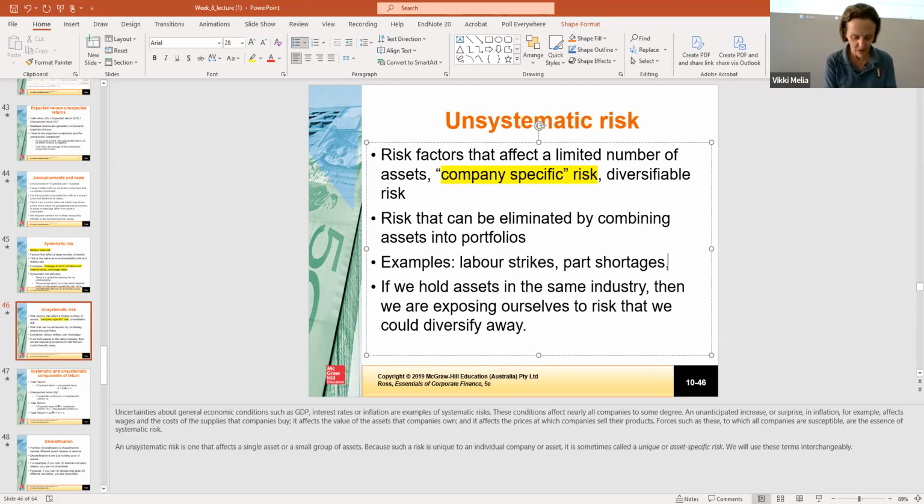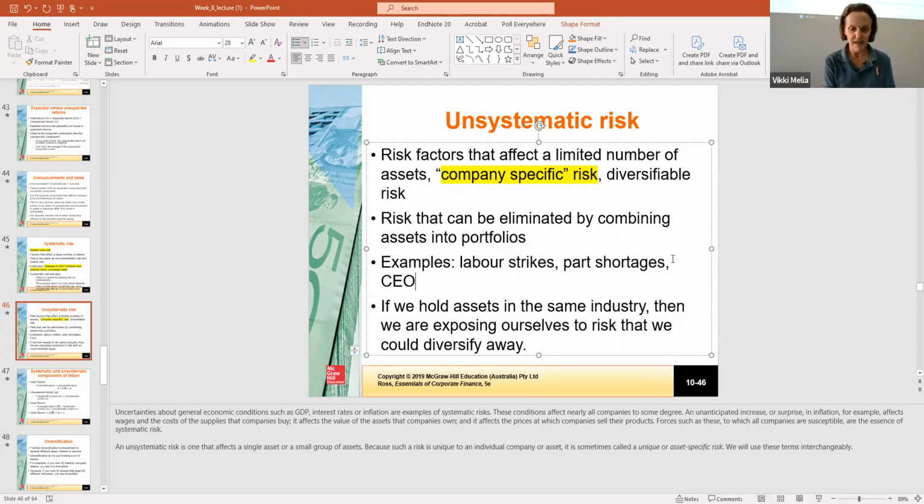Other examples might be things like the CEO resigning. A CEO is one of the senior managers at the company. If they've had the same CEO for 15 or 20 years and that CEO announces that they're resigning, that's a risk factor for that company. Now they have to replace this senior manager who had so much knowledge about the company. They're leaving and they have to be replaced. But it's specific to that company.